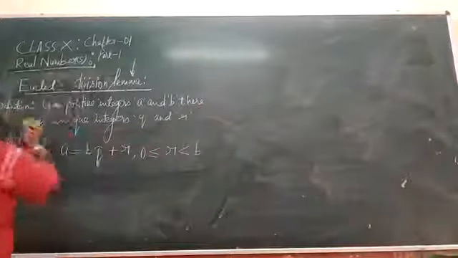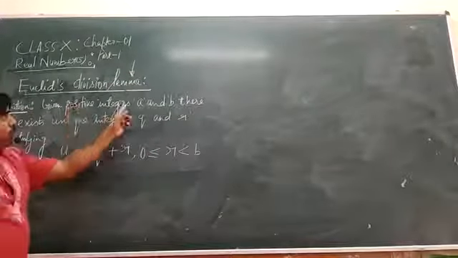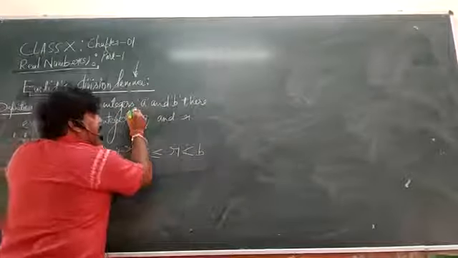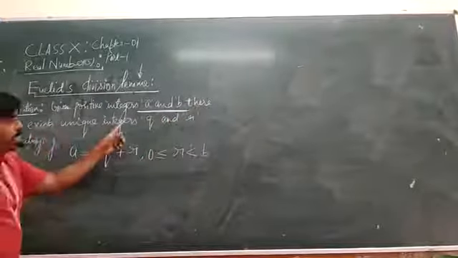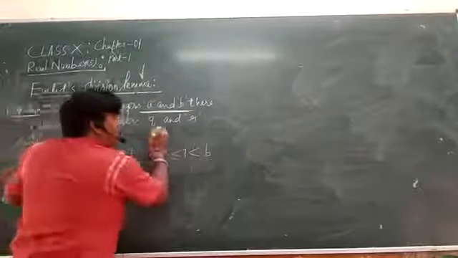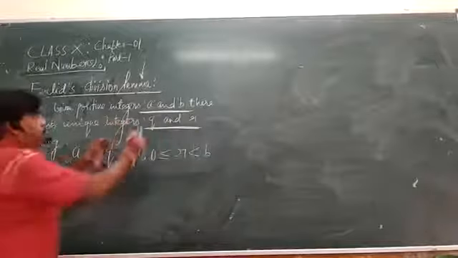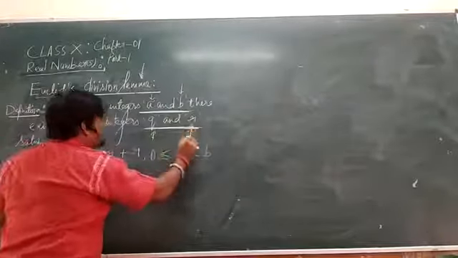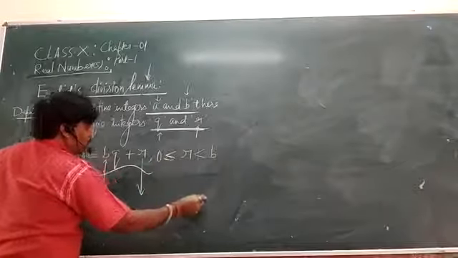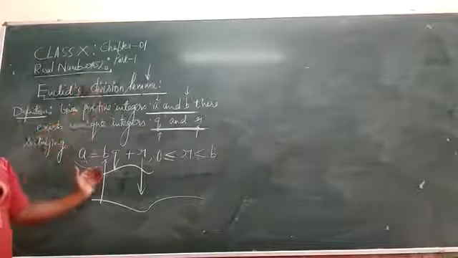See, the definition is: given positive integers a and b, a and b are positive integers, there exist unique integers q and r. Q and r are the unique integers, and these a, b, and the unique integers q and r satisfy this condition: a is equal to bq plus r, and this r must be less than b but greater than or equal to 0. Then this is known as Euclid's division lemma.